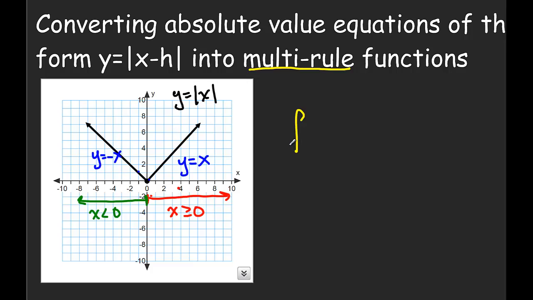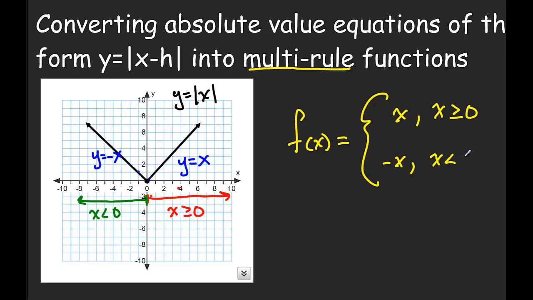So our new function f of x is equal to this portion for the positive slope, x, when x is greater than or equal to 0. So we write x greater than or equal to 0. And then it has a negative equation, -x, when x is less than 0. And that's what the multi-rule function actually is. And that's really not that bad.